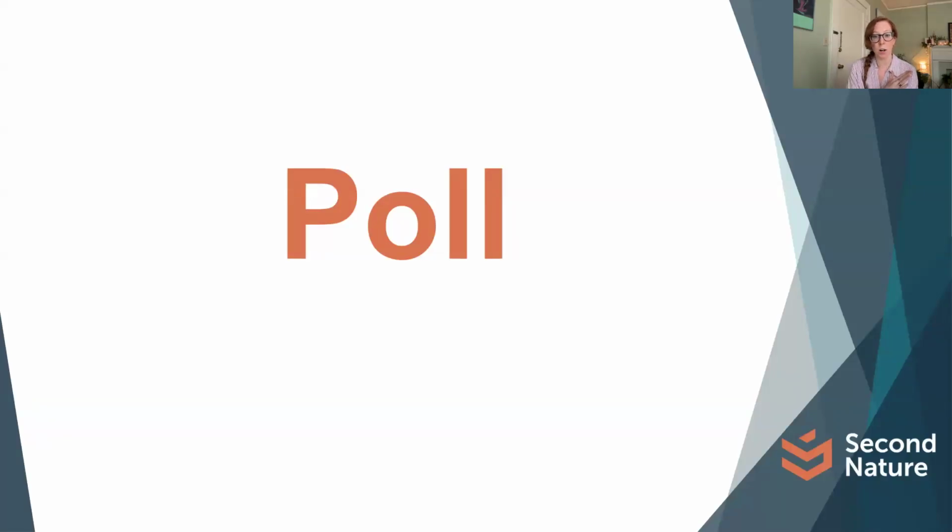1 is not engaged at all. 5 is engaged on all levels. It seems like we have most people in the 2s and 3s for faculty, and then for staff, similarly in the 2s and 3s. So that is really interesting as well.